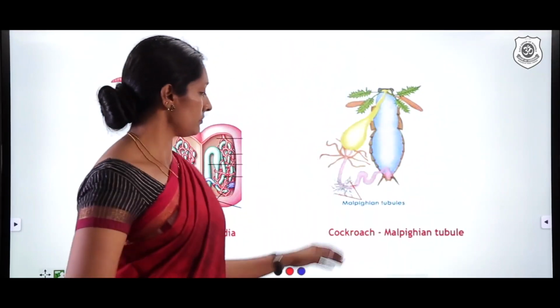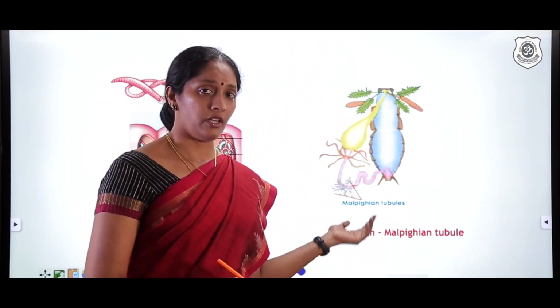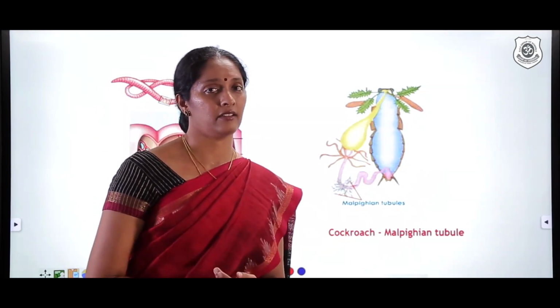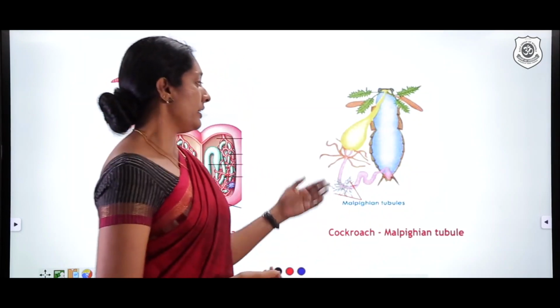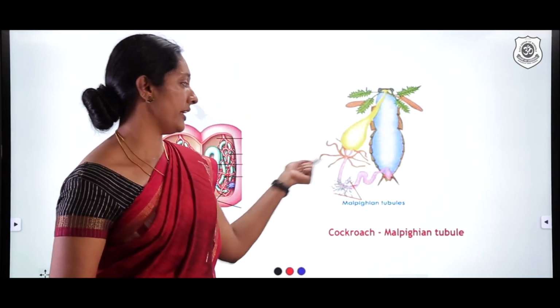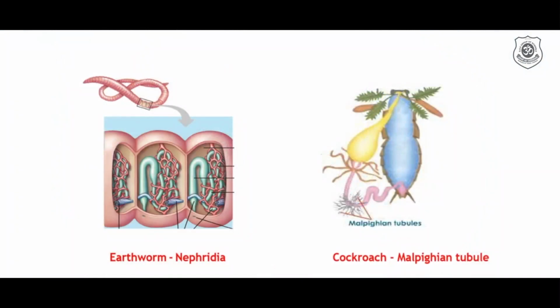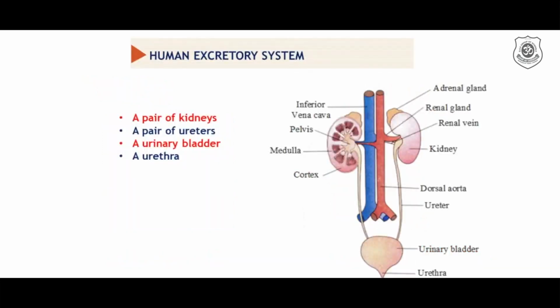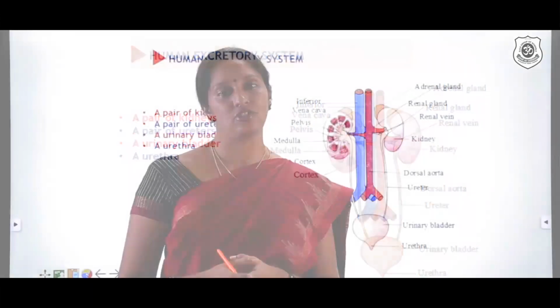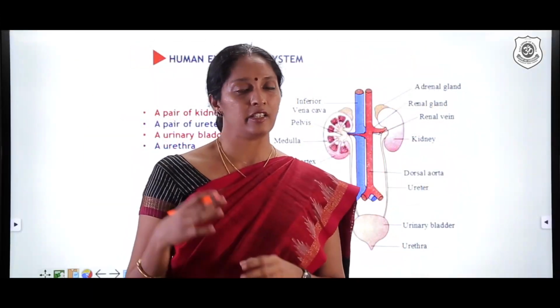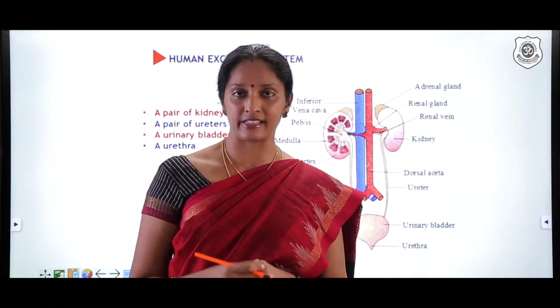Coming to cockroach. Cockroach belongs to Insecta, and that is in the phylum Arthropoda. In Arthropoda, insects have Malpighian tubules, and these Malpighian tubules help in releasing out the metabolic waste products from the body. Let us talk about human beings. In human beings, we have kidneys for excretion, and we have a proper excretory system there. The kidneys are the main organs that help in excretion.